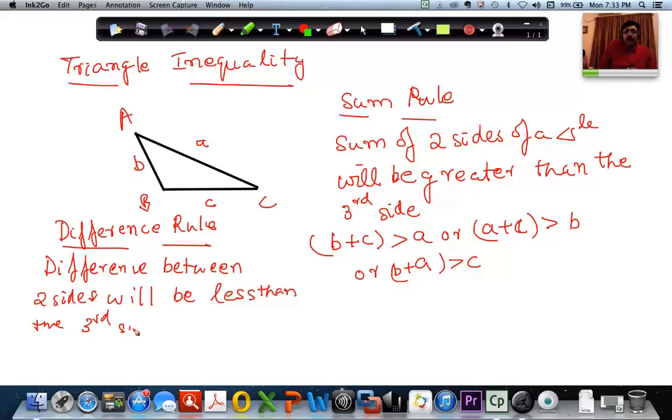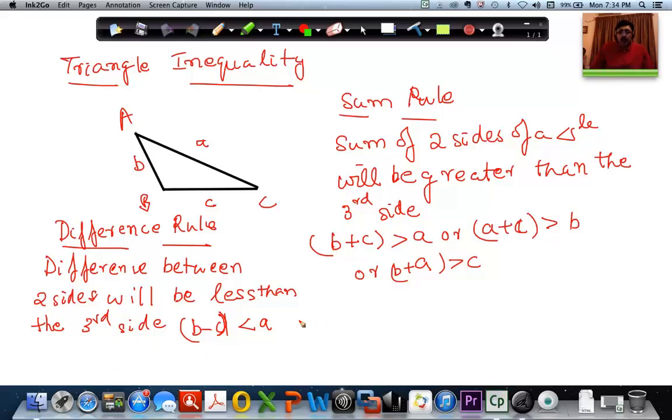And both these rules have to be valid for any triangle. Both the sum rule and difference rule will be valid. Now, if you look at this particular triangle, difference between the two sides will be less than the third side. So what does this mean here? For example, I can say b minus c will be less than a.